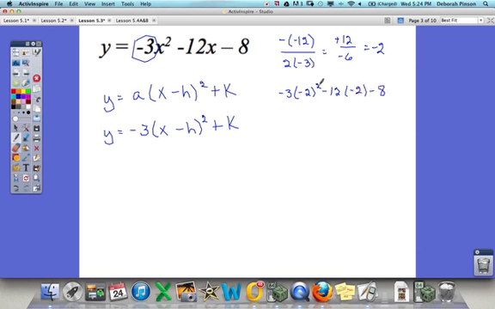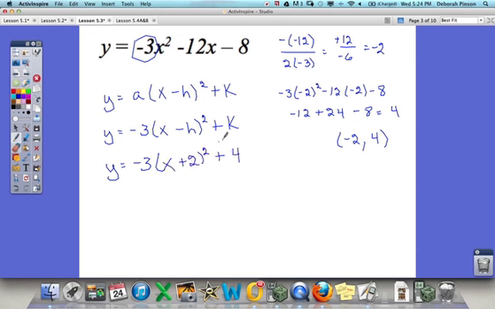So I have 4 times negative 3 is a negative 12, plus 24 minus 8. That's a negative 20 plus 24 is 4. So my vertex is at negative 2, 4. So let me plug that in. Okay, negative and negative is a positive. And that's a positive 4. So here's my vertex form.